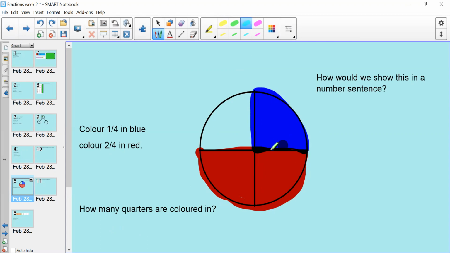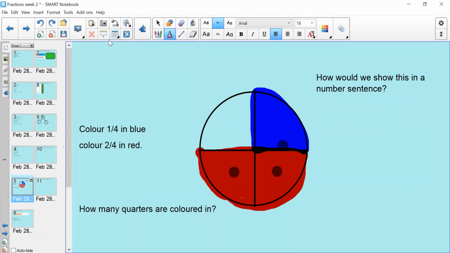Okay, so how would we show that in a number sentence? So normally when we're adding, so this is where our vocabulary of addition comes in. So normally if we're adding numbers, we just have 2 numbers with an addition sign and then the equals. We need to work out the answer. So how would we show that with fractions? So have a think about that, pause the video and see if you can write the addition sentence for this, what we've just done, but using fractions.